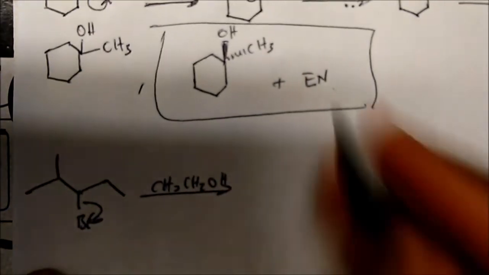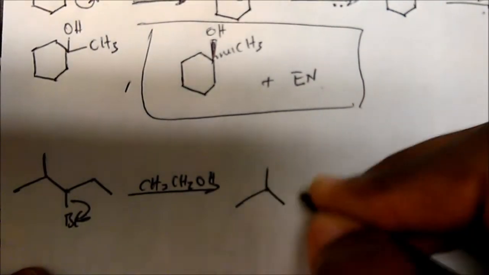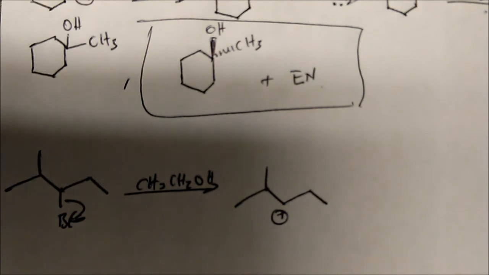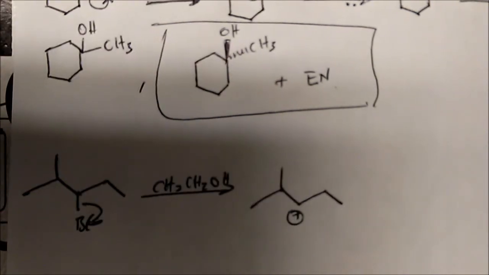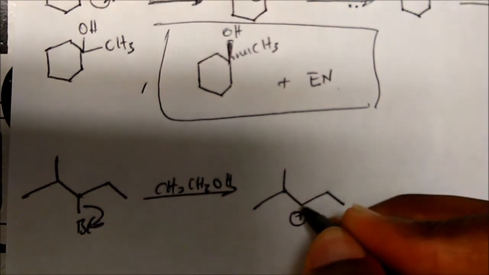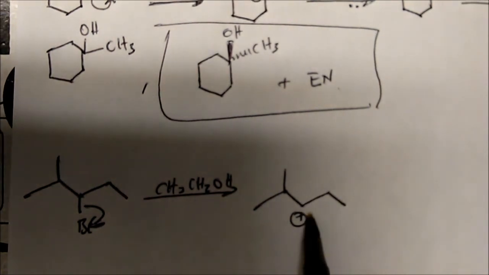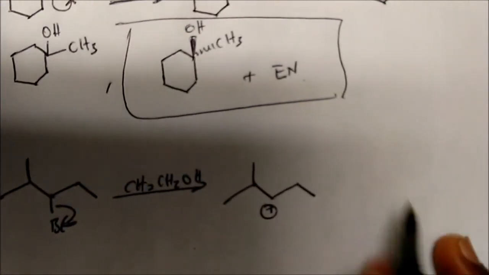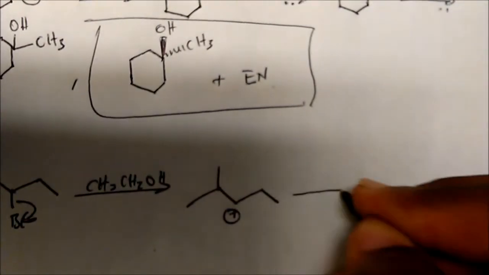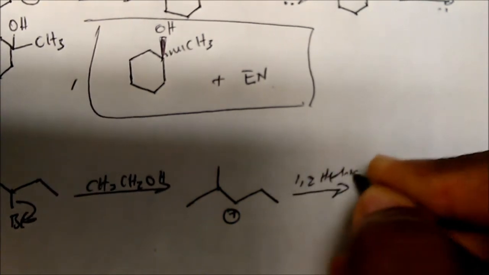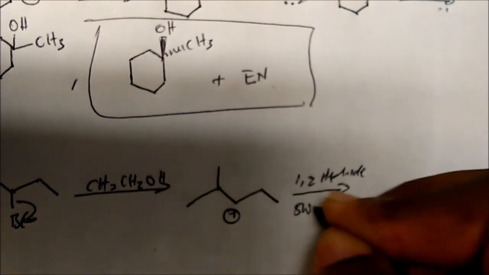We get a molecule that looks something like this. We have a plus charge on that carbon here, right? Now notice something, right? I have a secondary carbocation here. So here's something weird that happens. Here you're going to have a 1,2 hydride shift. This is called a 1,2 hydride shift.